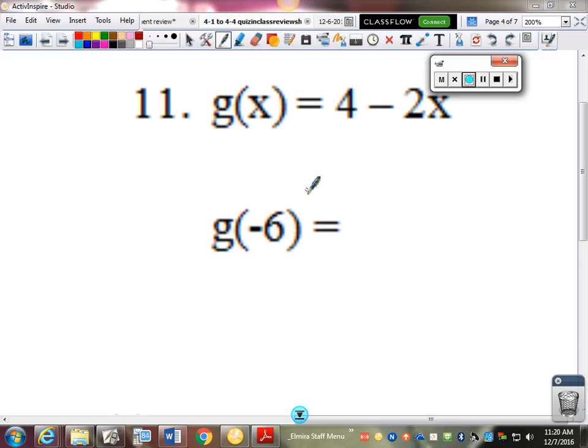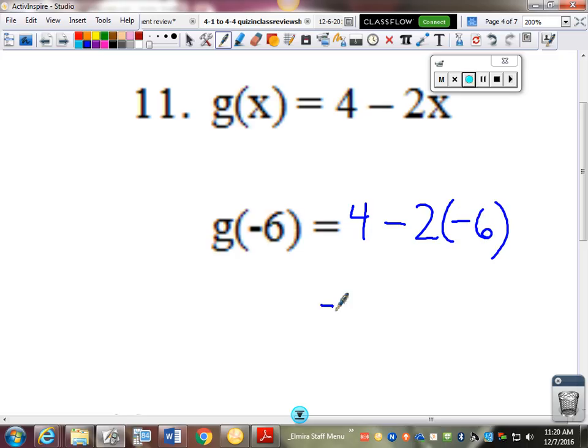G of negative 6. So we're replacing the x with negative 6. Now remember, a negative times a negative would be a positive. And you also have to follow order of operations. Multiplication comes before subtraction. So G of negative 6 equals 16. But I had a lot of students telling me 12 or negative 12. Some were telling me 8. Okay, you're either making sign errors or order of operation errors.